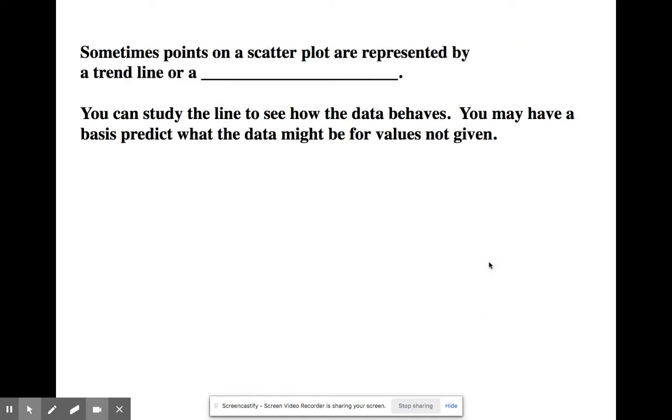So let's keep going. Sometimes points on a scatter plot are represented by a trend line or a line of best fit. We're going to talk about how we get those and what we can do. You can study the line to see how the data behaves. You may have a basis to predict what the data might be for values not given. So we can always do a little prediction on where our line of best fit is, and that's in reality what a line of best fit is.